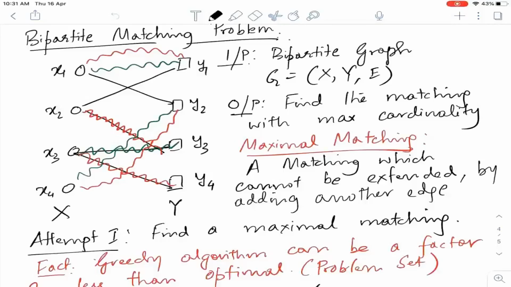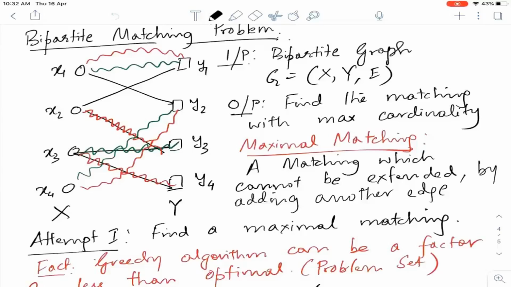And what I want to find is a set of edges so that their endpoints do not intersect. So I will try to pick a subset of edges in the graph such that if I look at any two edges, then they do not share any common endpoint. That's a matching. And as we saw, there could be several matchings in a bipartite graph, including the trivial matching, which is the null set of edges. So the idea would be to find a matching which has the maximum possible cardinality or maximum possible size. So that's the problem.